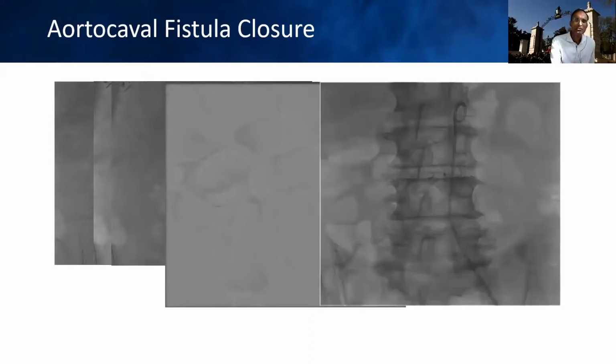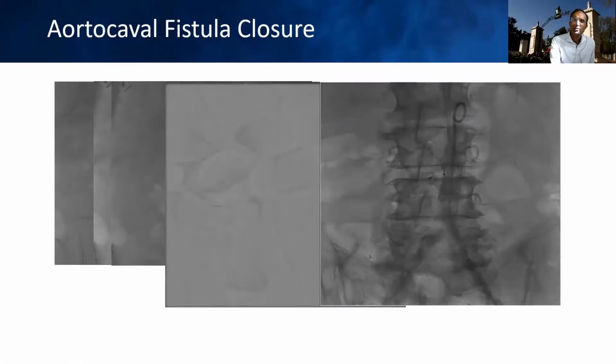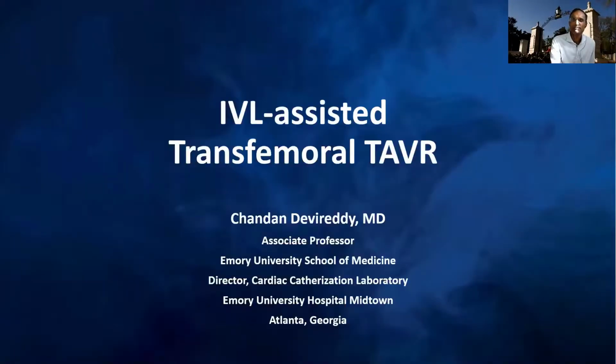We would always give protamine to reverse anticoagulation just before this step is performed. And then we can do a confirmatory angiogram after 10 minutes of protamine. In this case, you'll see that there's actually no leak whatsoever. This will be what we would describe as a type 0 leak, in which we see no extravasation from the abdominal aorta to the inferior vena cava.